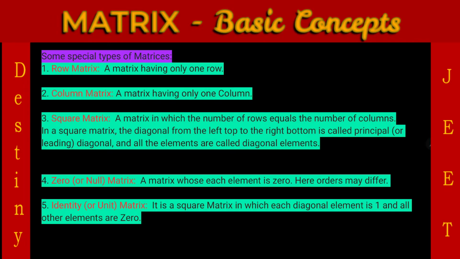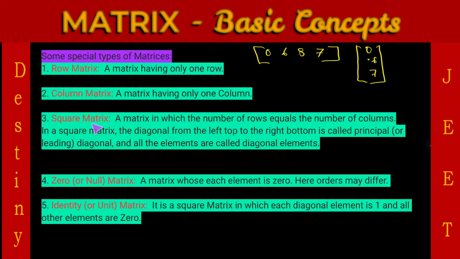Now we see some special types of matrices. Number one, row matrix, a matrix having only one row. Example: 0, 6, 8, 7. This is a row matrix. Second, column matrix, a matrix having only one column. 0, -6, 7. This is a column matrix.